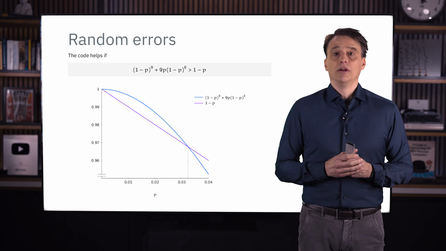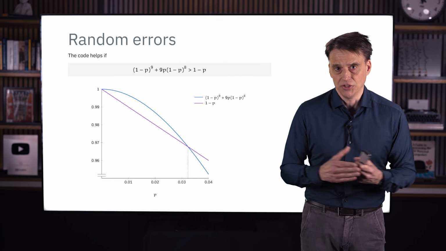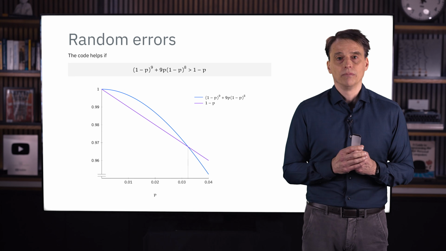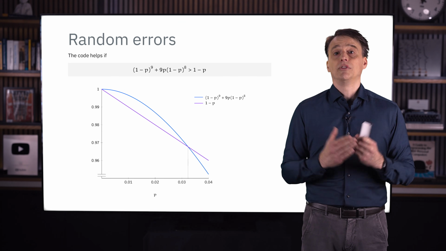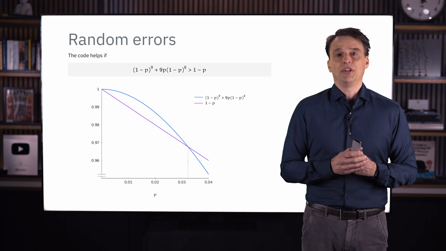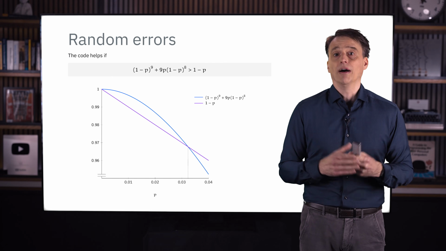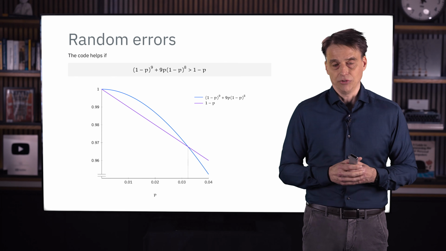And beyond that point, we should absolutely not be using this code because it's actually increasing the chance of an error on the encoded qubit, which we typically refer to as the logical qubit in this context. And that's happening simply because the chance of 2 or more errors on 9 qubits is larger than the chance of 1 error on a single qubit for values of p in this range.